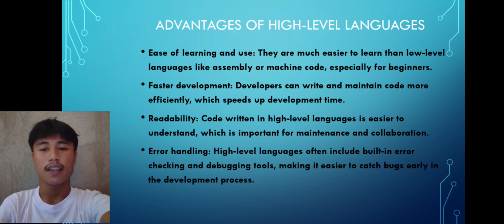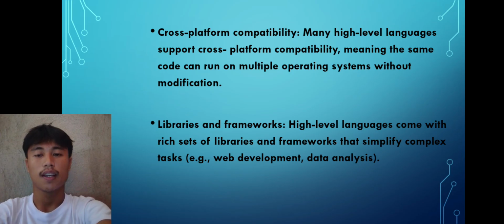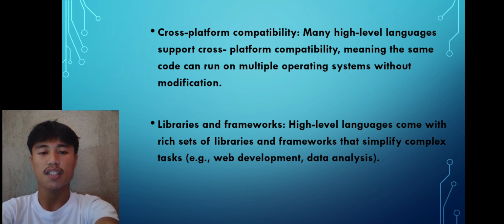Last, error handling. High-level languages often include built-in error checking and debugging tools, making it easier to catch bugs early in the development process. Next, cross-platform compatibility. Many high-level languages support cross-platform compatibility, meaning the same code can run on multiple operating systems without modification. Libraries and frameworks. High-level languages come with rich sets of libraries and frameworks that simplify complex tasks, for example, web development, data analysis, and etc.